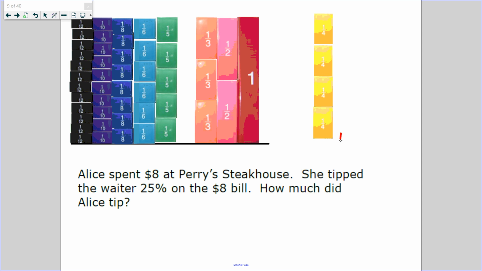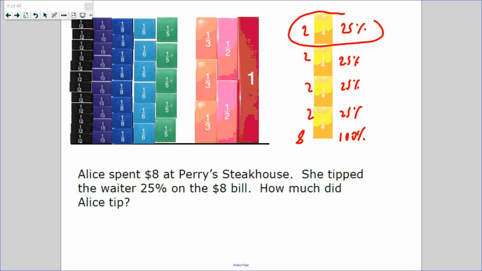This represents 100%. 1/4 is 25%. And she spent $8, which is the entire bill. So what is 25%? I divide 100% into 4 sections. That's why it's 25% in each section. What is $8 divided into 4 sections? $2. So every 25% is $2. That's one way to solve it.